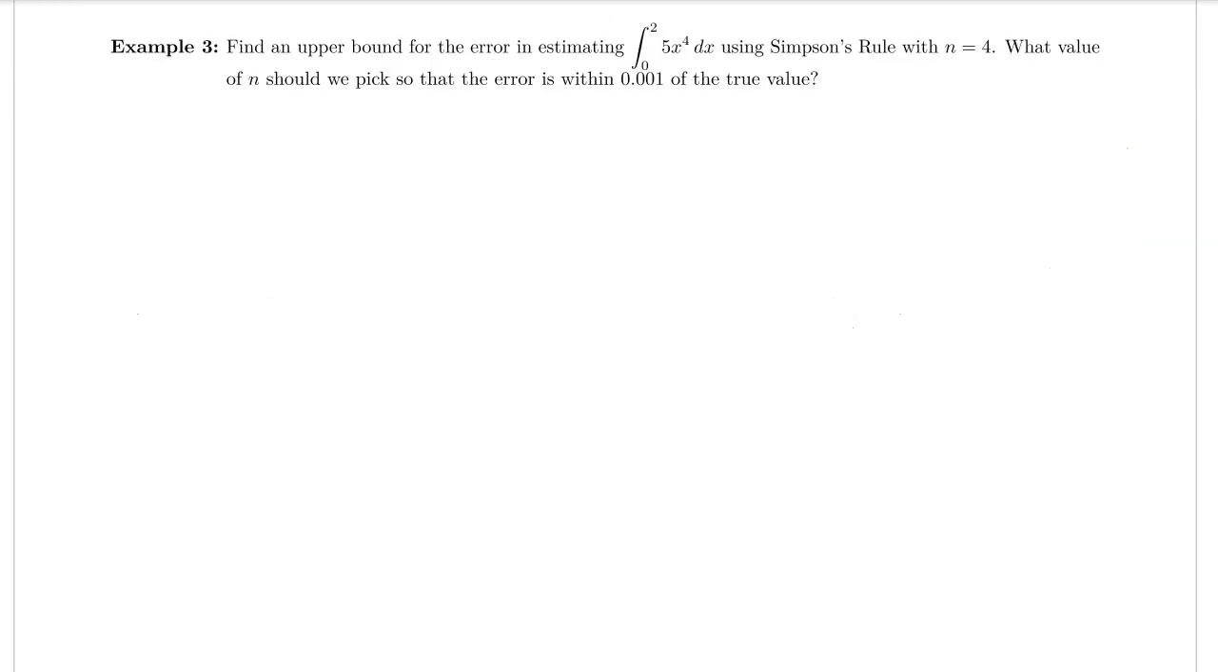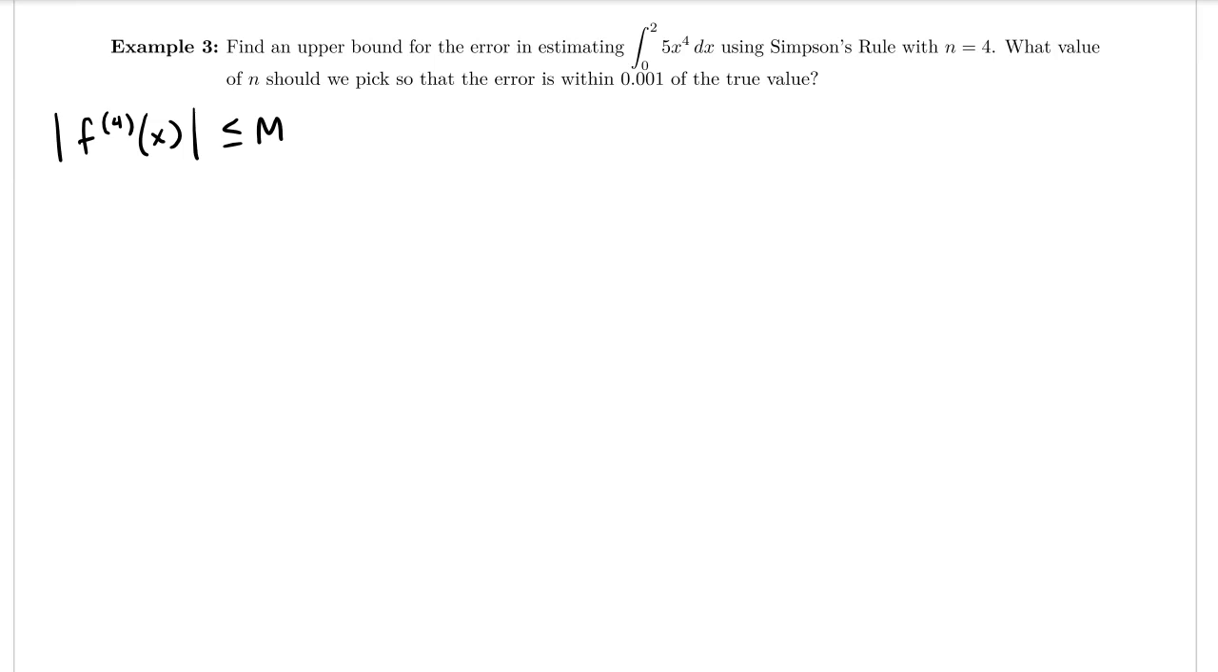Example 3 says, find an upper bound for the error in estimating the definite integral from 0 to 2 of 5x to the 4th power dx using Simpson's rule with n equal to 4. What value of n should we pick so that the error is within 0.001 of the true value? If you remember from the purple box a moment ago, we are trying to find an upper bound if we're using Simpson's rule for the fourth derivative, and we want that to be less than or equal to some value.